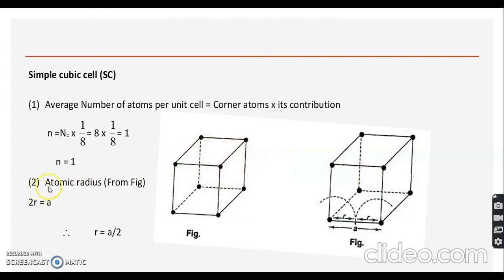Now next we go to atomic radius. You can see the whole crystal structure over here, just have a look at this. Two atoms are touching each other like this. So the distance between the two atoms here is nothing but A. So A is equal to 2R, or rather 2R is equal to A and R is equal to A by 2.